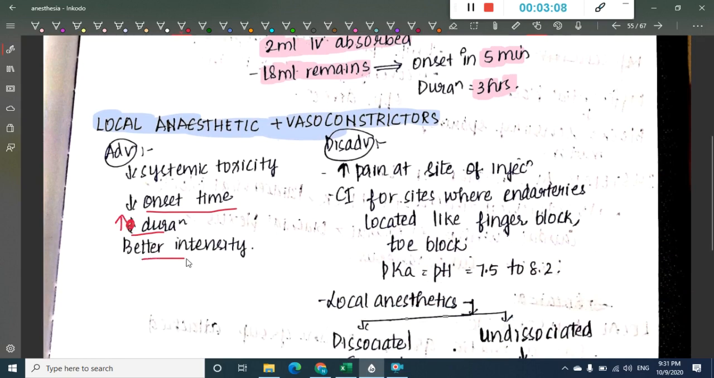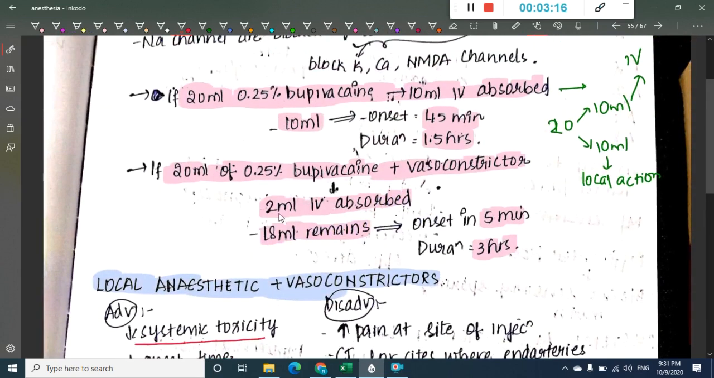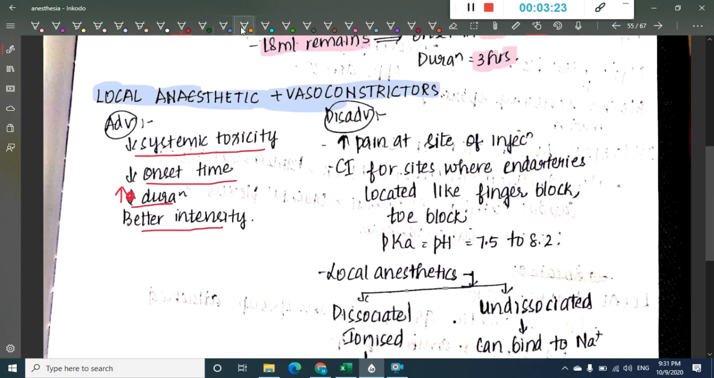Okay, it has better intensity, right? And it also decreases systemic toxicity, because only 2 ml is absorbed IV here, because the IV absorption is decreased due to the vasoconstrictor. But what is the disadvantage? The main disadvantage is that it causes increased pain at the site of injection. It is also contraindicated for sites where end arteries are located, like the finger block and toe block.